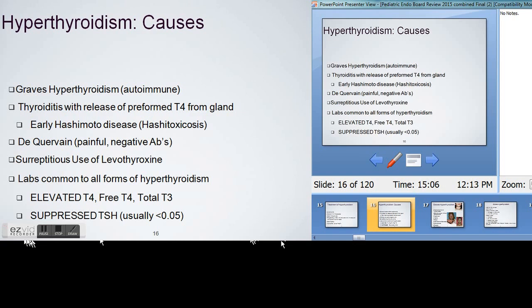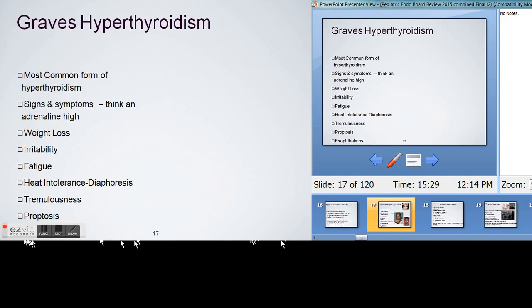De Quervain thyroiditis can also be seen when you have inflammation of the thyroid gland. Typically it's painful, and those patients tend not to have any antibodies. Sometimes we see people using levothyroxine, especially teenagers, to cause weight loss because of its weight loss property, and they too might present with features of hyperthyroidism.